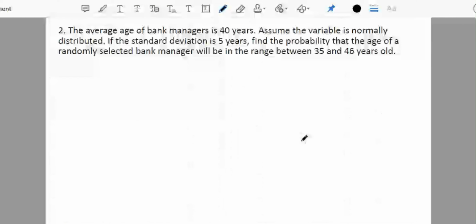Next, the average age of bank managers is 40 years. So this is our mu, population mean. Assume that the variable is normally distributed. If the standard deviation is 5, so this is our population standard deviation, find the probability that the age of a randomly selected bank manager will be in the range between 35 and 46.